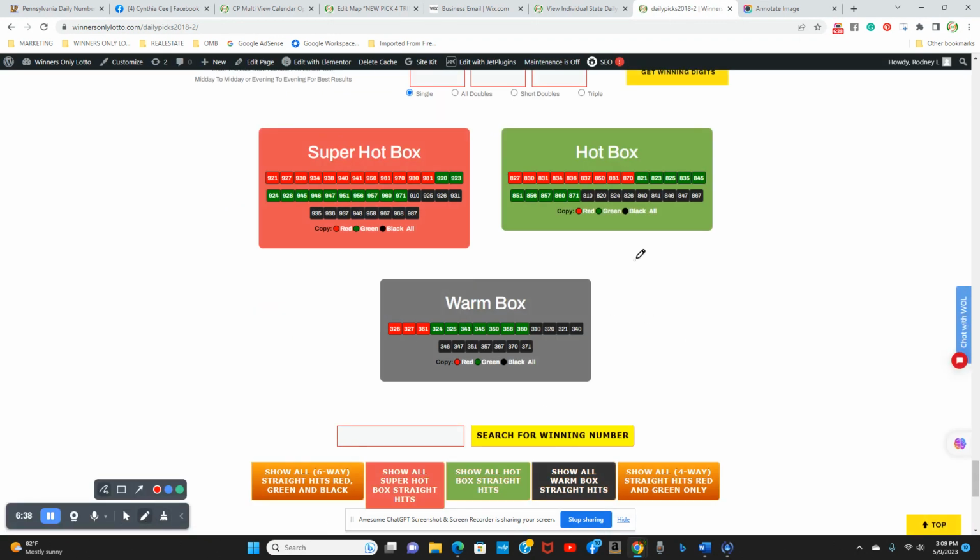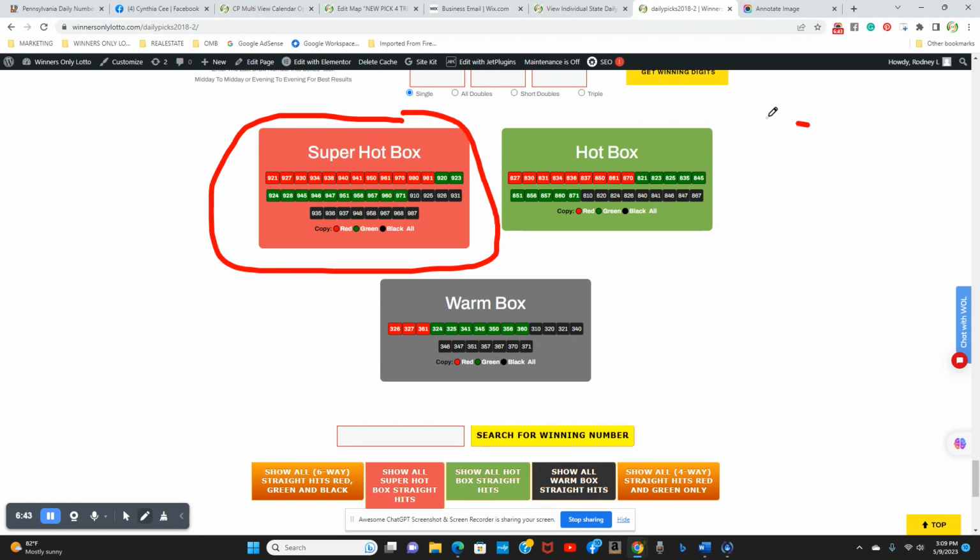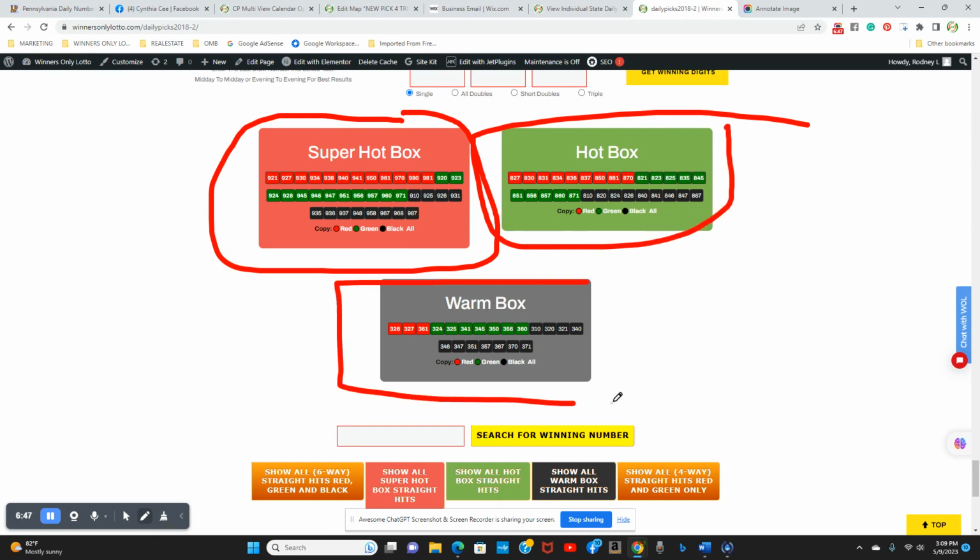Already we are showing you what's dominant, the super hot and the hot box. The warm box can be played as a backup, or you can play according to the patterns from the tracker boxes, backup. So you can play this lightly. Super hot box and hot box. These are dominant. They're always dominant. You can also find that information on the frequency charts.